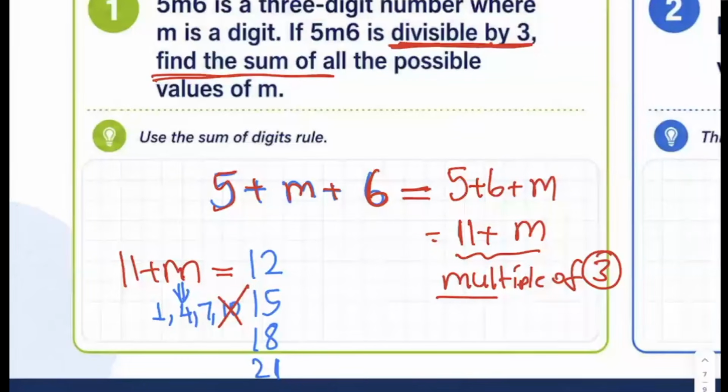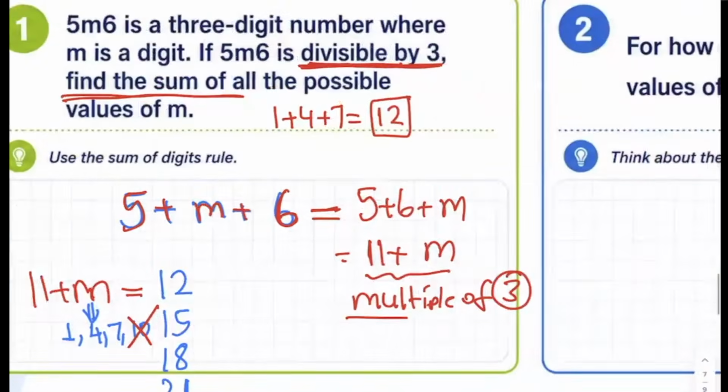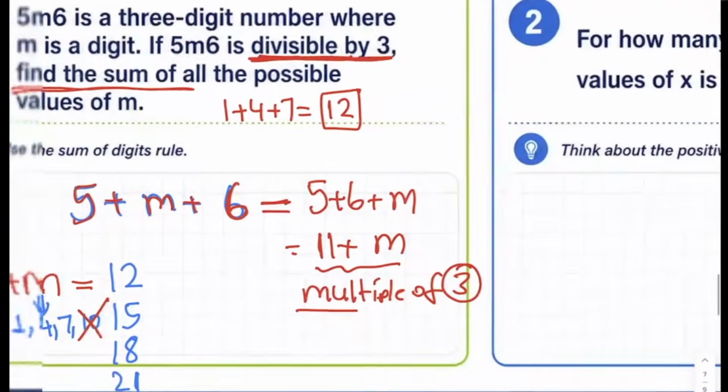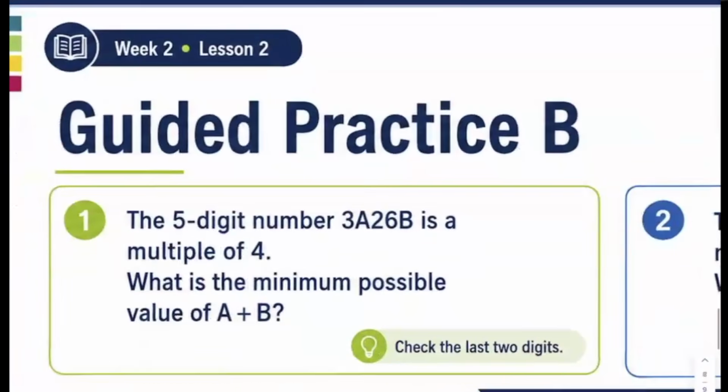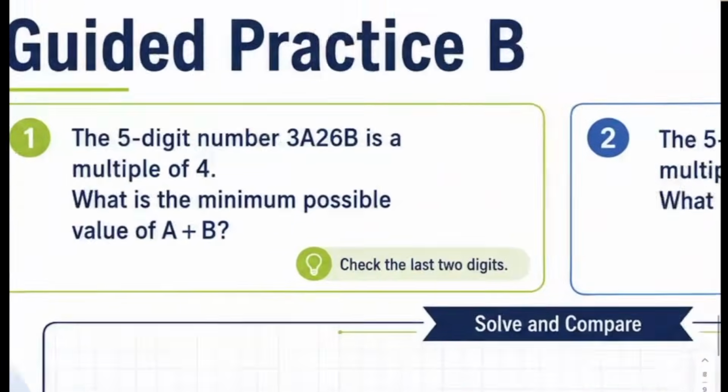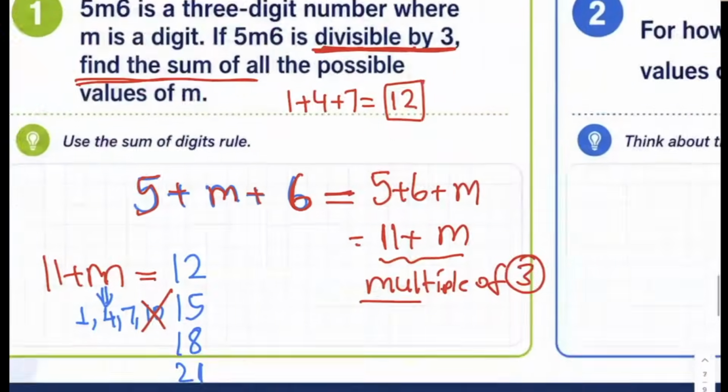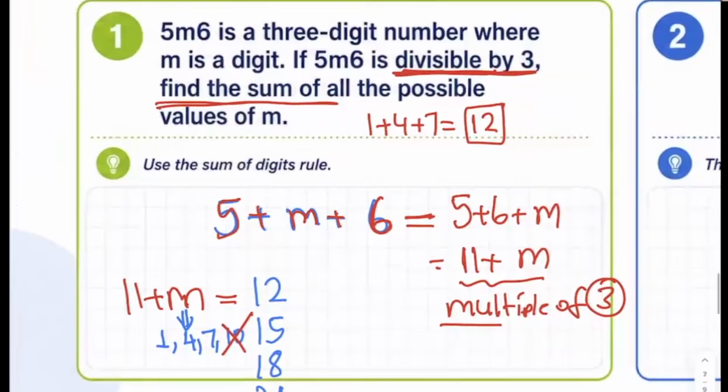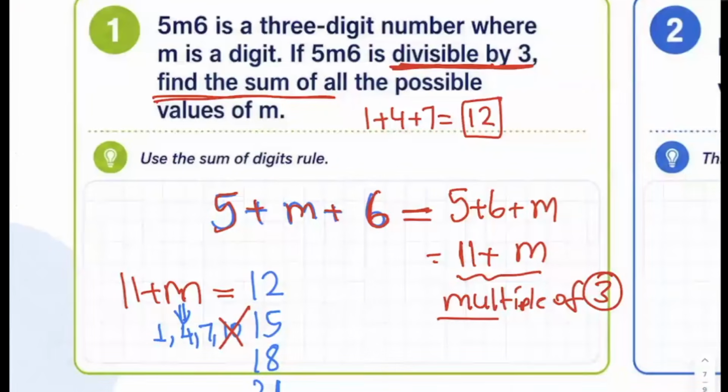Therefore, we have to be careful about what the question is asking us, right? Possible values of m. 1 plus 4 plus 7 is going to be what? 12. The answer is 12. That's great. So we got it. Can you go back to the question, please? So 1, 4, and 7, not 10. Then you add them together, and then we find the answer.